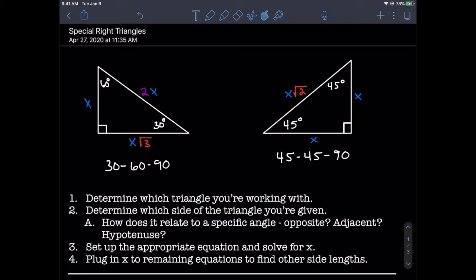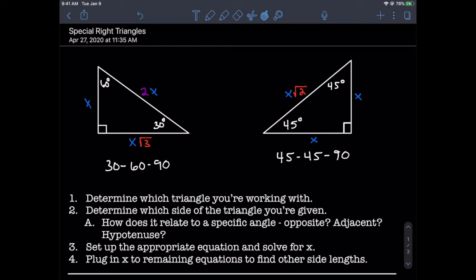Now thankfully there's only two of these things, right? We got the 30-60-90 triangle and the 45-45-90 triangle. From what we know about similar triangles, any triangle that has the same angles here is going to have sides that are proportional to either one of these triangles.